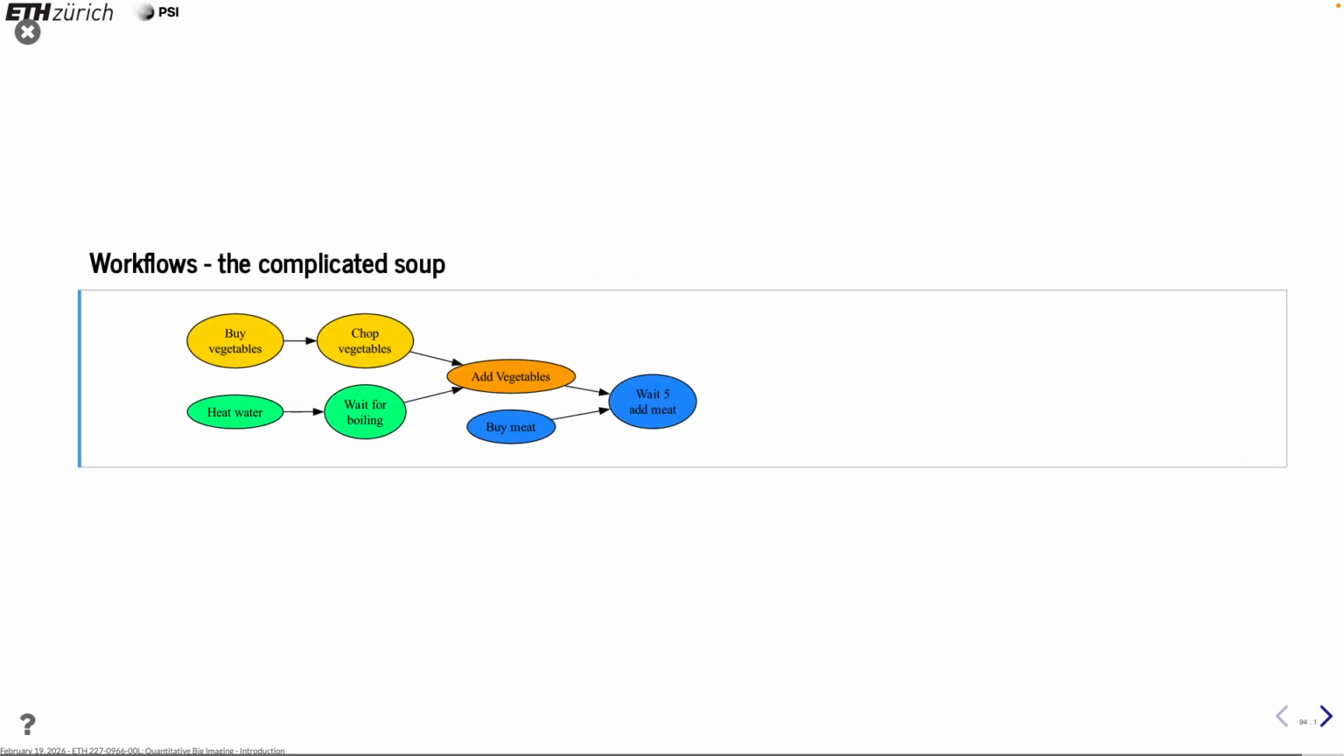But if you want to do the complicated, you could actually do it as separate processes, where you first buy the vegetables, and you chop the vegetables, and then you add them. And you can have a separate workflow where you heat the water and wait for it to boil. And these two must happen before that one can happen. And then you can also buy the meat and wait. And in this way, you can spawn off and let someone else do it.